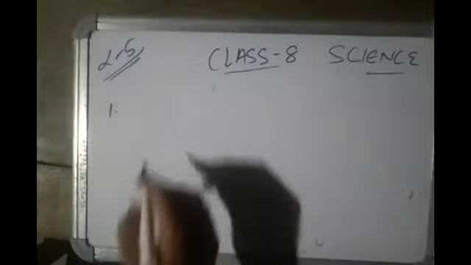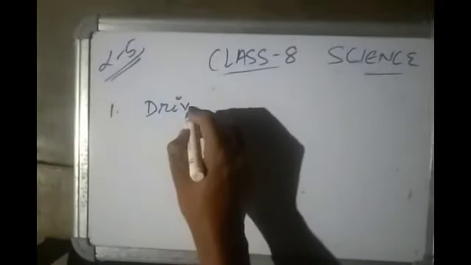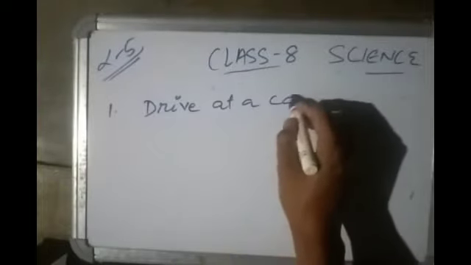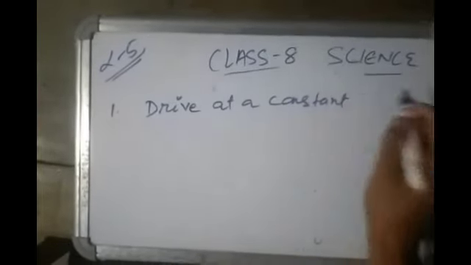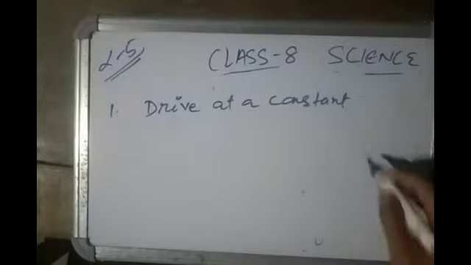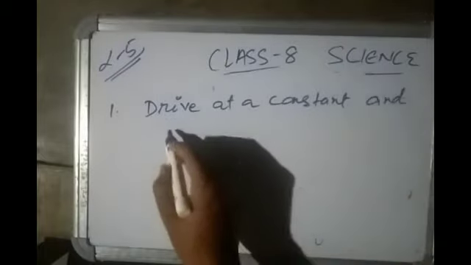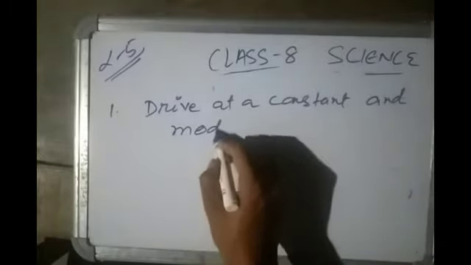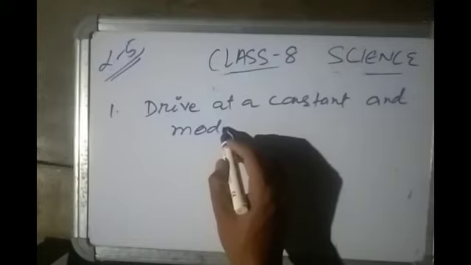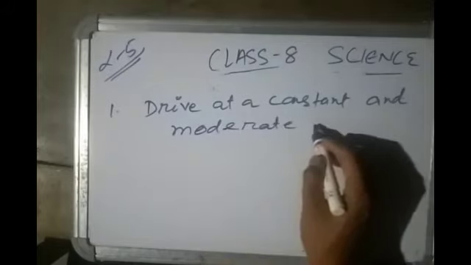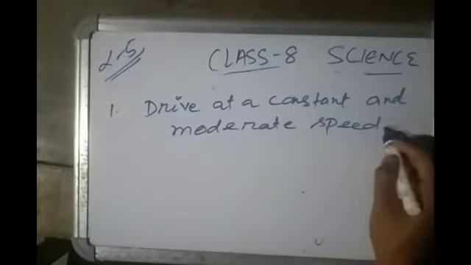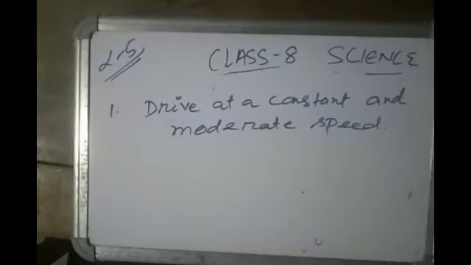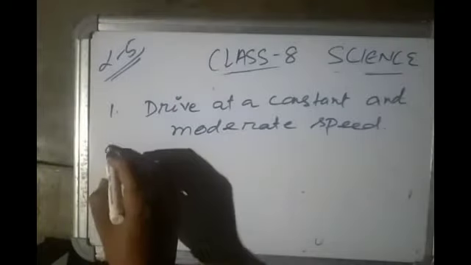Four points are given. Number 1 is drive at a constant and moderate speed. Constant and moderate speed will help you save petrol and diesel.